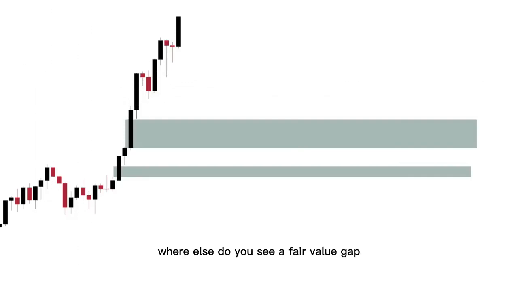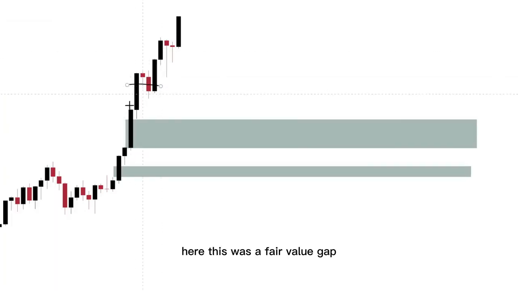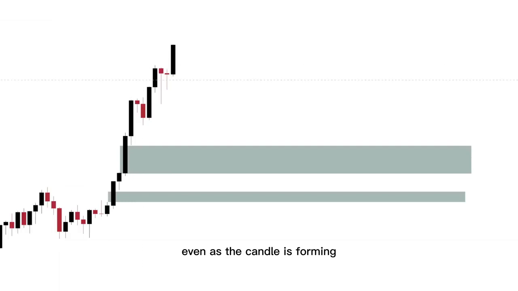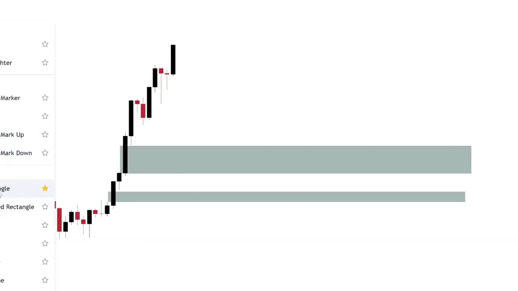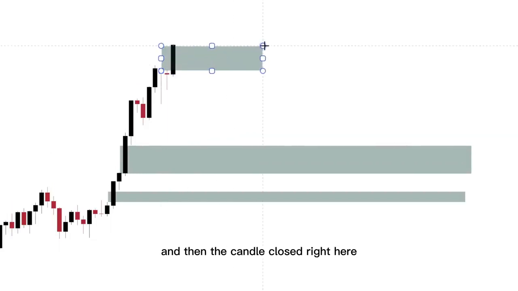Where else do you see a fair value gap? Here this was a fair value gap, but it's already been claimed. Here you had a fair value gap that's been claimed. Even as the candle is forming, which you can see here, you can see a wick and then the candle closed right here. So what does that mean? That means this is a fair value gap.